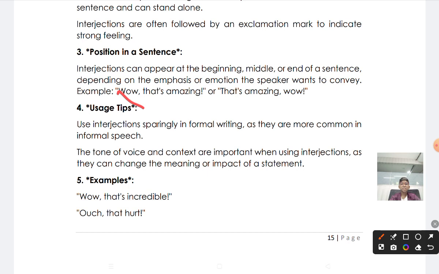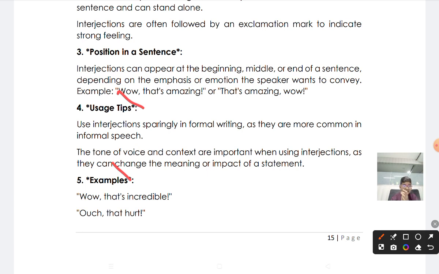So, usage tips. Use interjections sparingly in formal writing, as they are more common in informal speech. Their tone of voice and context are important when using interjections, as they can change the meaning or impact of a statement. So now we look at some examples.